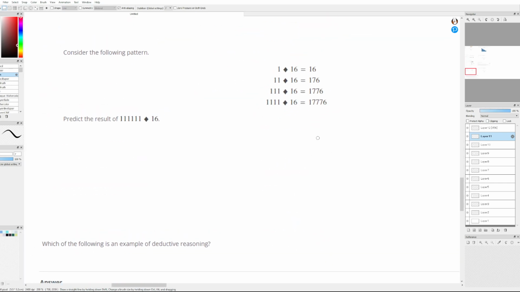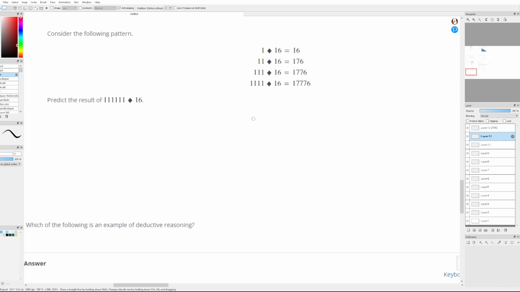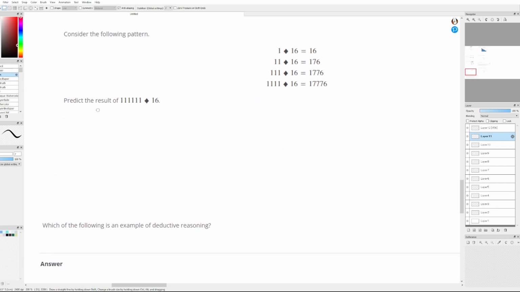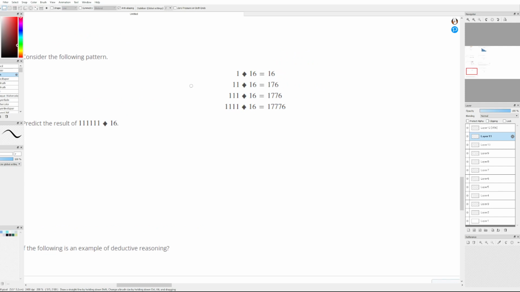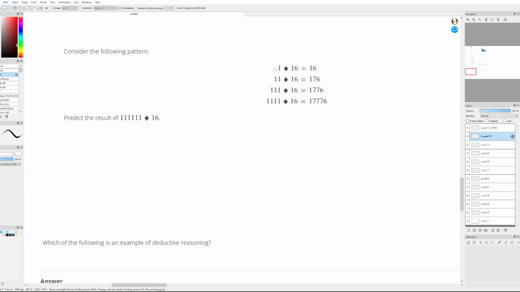Here's one that is sort of a different vein. It's asking us to consider the following pattern and to predict the result of 1, 1, 1, 1, 1, 1, diamond 16. So some patterns that we can see is 1 diamond 16 is equal to 16. Some things that come to my mind at first is that 1 times 16 is 16.